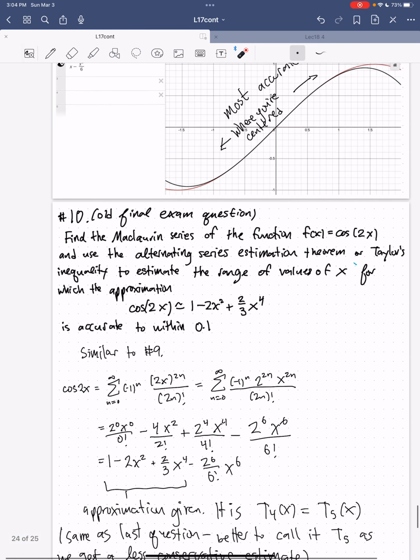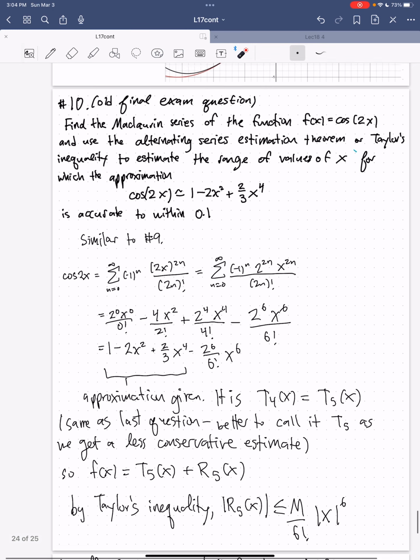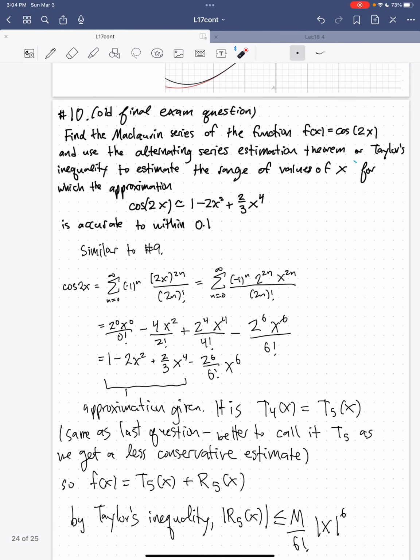Okay, finally we've got number 10 here. And this one is an old final exam question I picked out just for us for practice. We're asked to find the Maclaurin series of the function f of x is equal to cos 2x and use the alternating series estimation theorem or Taylor's inequality, either works, to estimate the range of values of x for which the approximation cos 2x is 1 minus 2x squared plus 2/3 x to the 4 is accurate within 0.1.